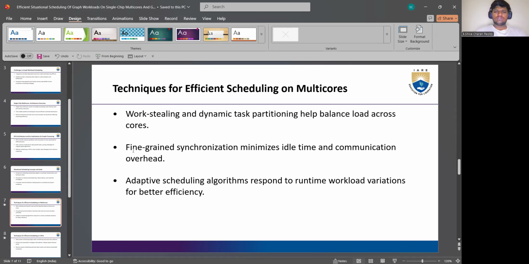So there is also work stealing and dynamic task partitioning, which help in balancing the load across the cores. There is also fine-grained synchronization, which minimizes the idle time and communication overhead.